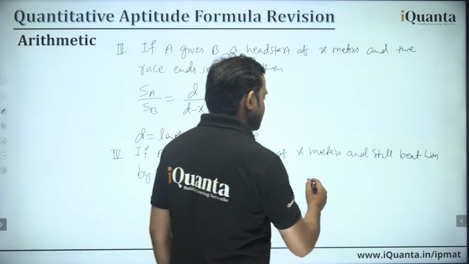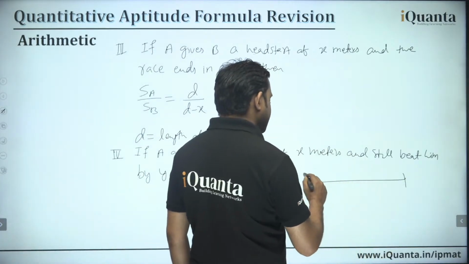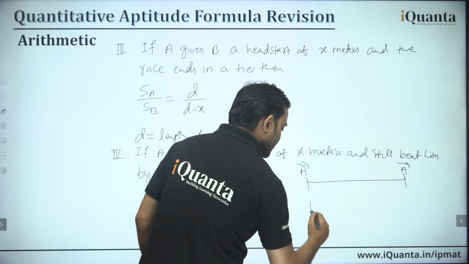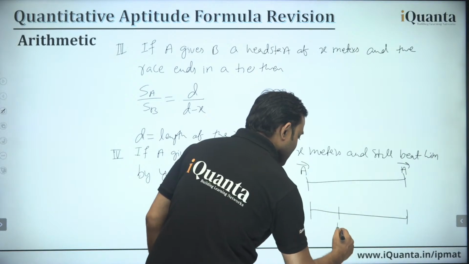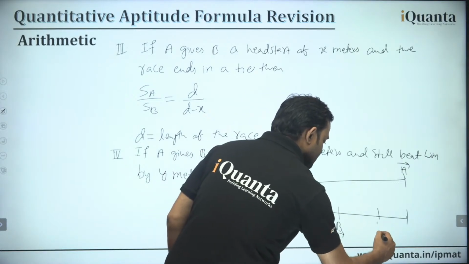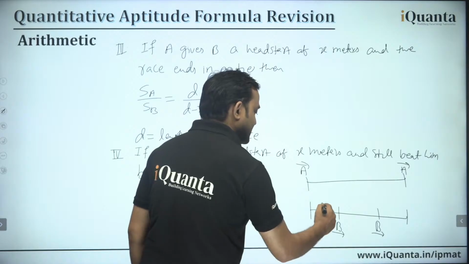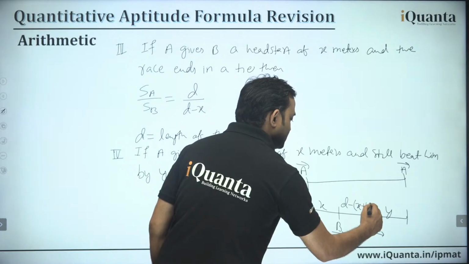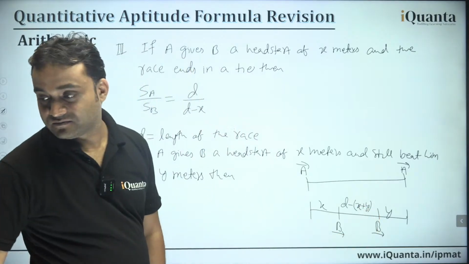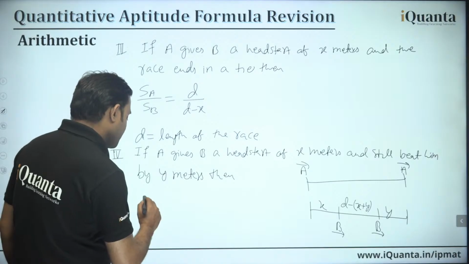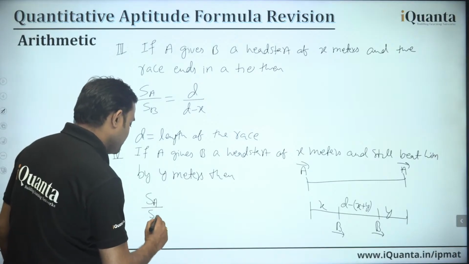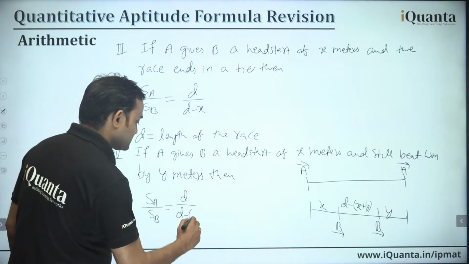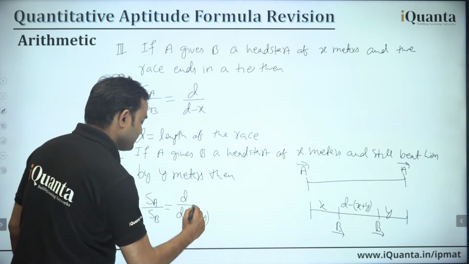So in this kind of situation, what is happening? A started from this point and A finished here. But B started X meter ahead of A and finished Y meter behind A. This is X and this is Y. So B was able to cover only D minus X plus Y distance. So what we can say is that speed of A upon speed of B is equal to D upon D minus X plus Y.